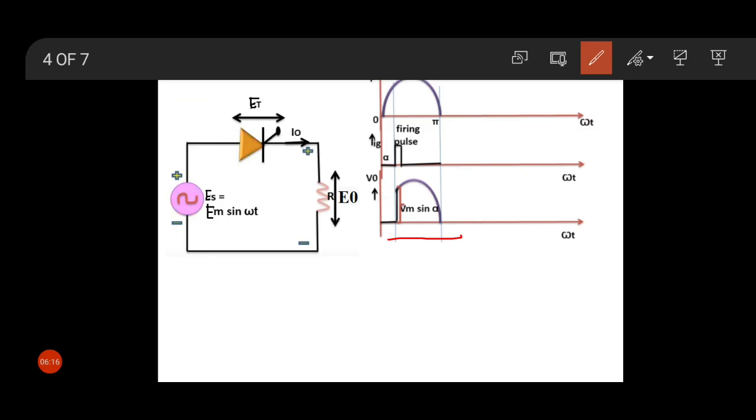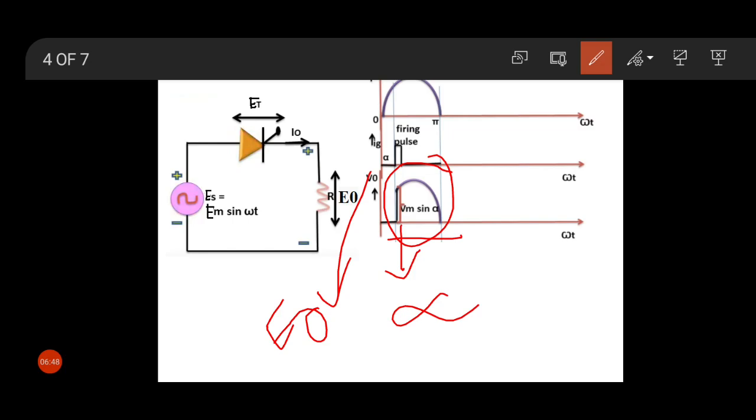This is our alpha point. So from 0 to alpha, the voltage across the load is 0. After alpha we get the output voltage across the load, and the output voltage is like this. So this is our output voltage V0. This is E0. E0 or V0, both are the output voltage.